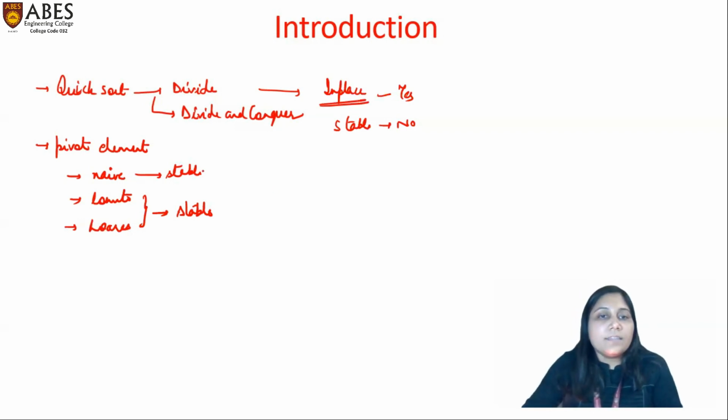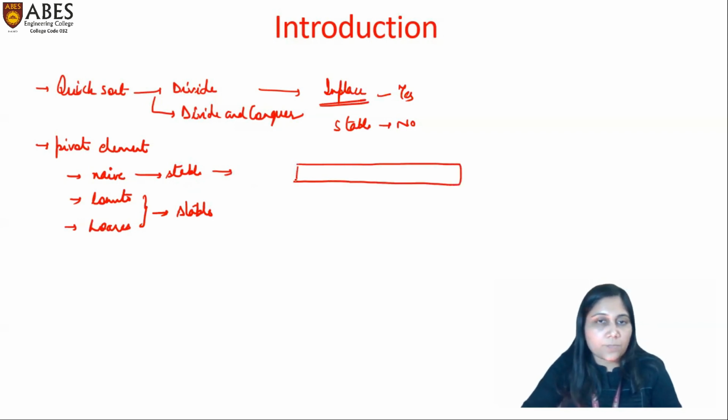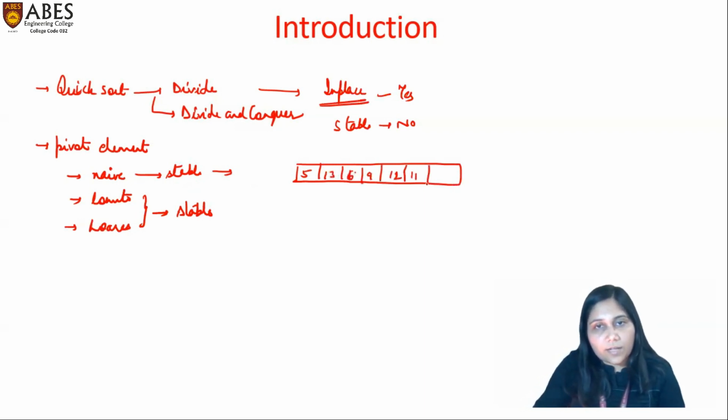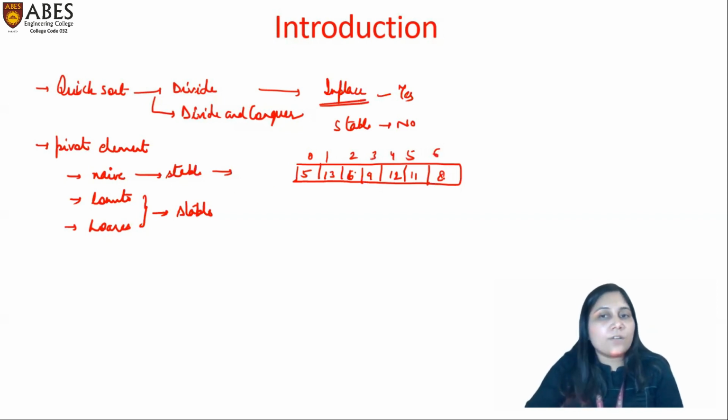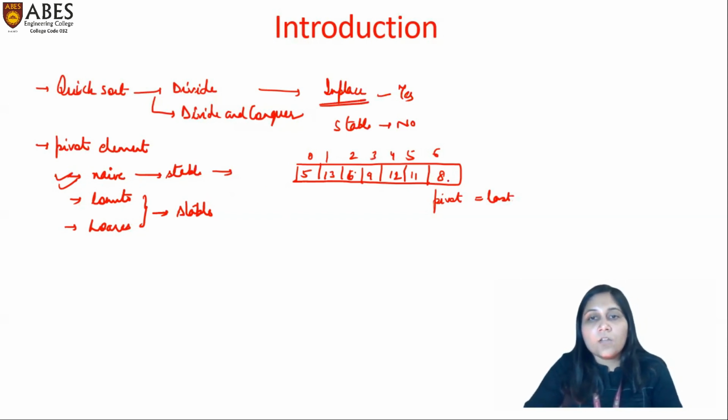Okay. Naive says that, suppose I am having an array like this. Suppose I'm just taking an example: 5, 13, 6, 9, 11, 12, 11, and 8. This is my array. In the naive method, always remember your pivot element will be the last element. Pivot equals the last element, because now I'm focusing on the naive method. I will be focusing on the other two in the upcoming videos. But first of all, let's discuss this naive one. So in the naive method, your pivot element will be your last element.